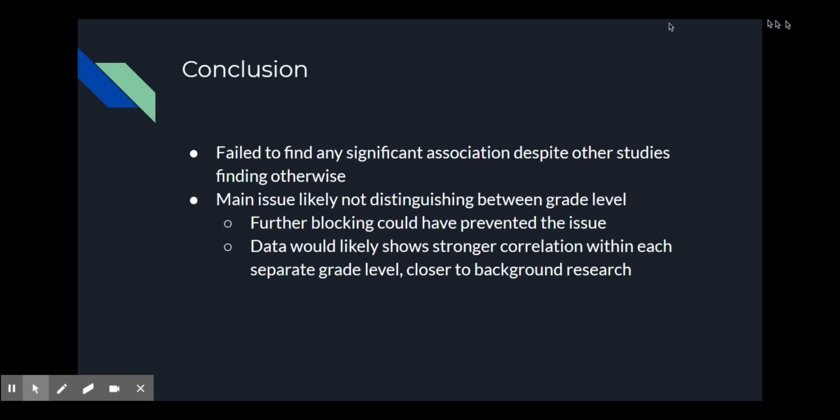Our data fails to show a significant correlation between the two variables. We believe our inconclusive data has mostly resulted from too much variation in our sample. More blocking will likely show stronger correlation within each separate grade level, closer to background research.